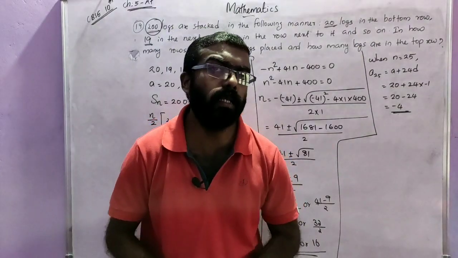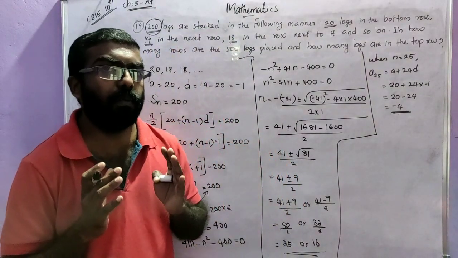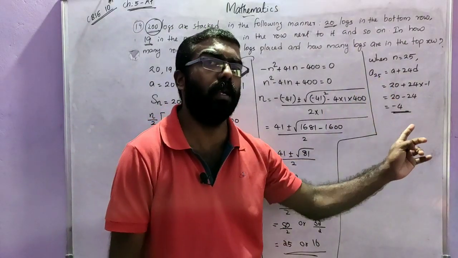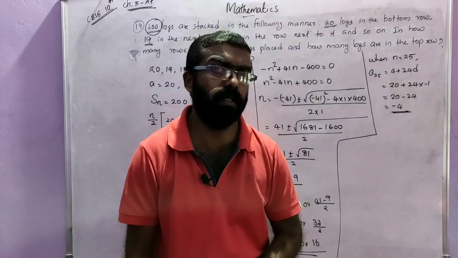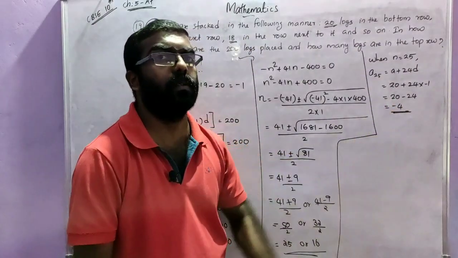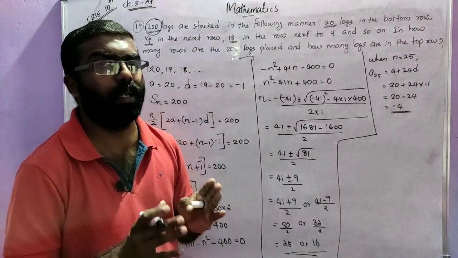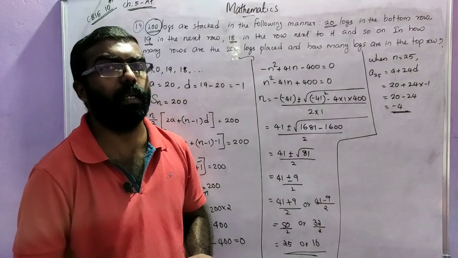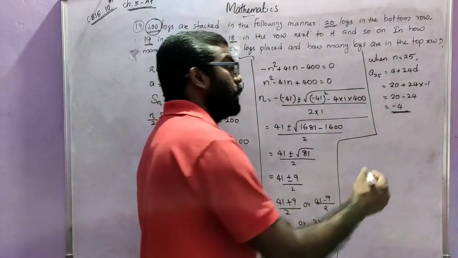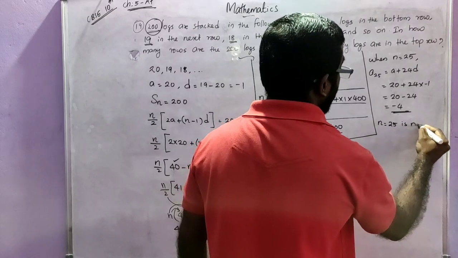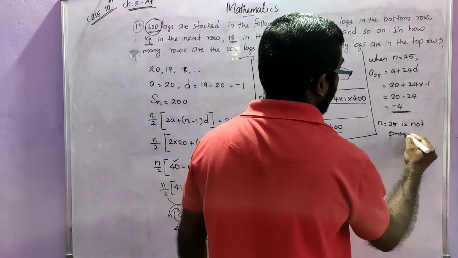Or in other words, we can say that the number of logs on the 25th row will be equal to minus 4. Is it possible? No. The answer is minus 4, so it is not possible. The number cannot be negative. The number of logs cannot be negative, so we reject the value n is equal to 25. n is equal to 25 is not possible.